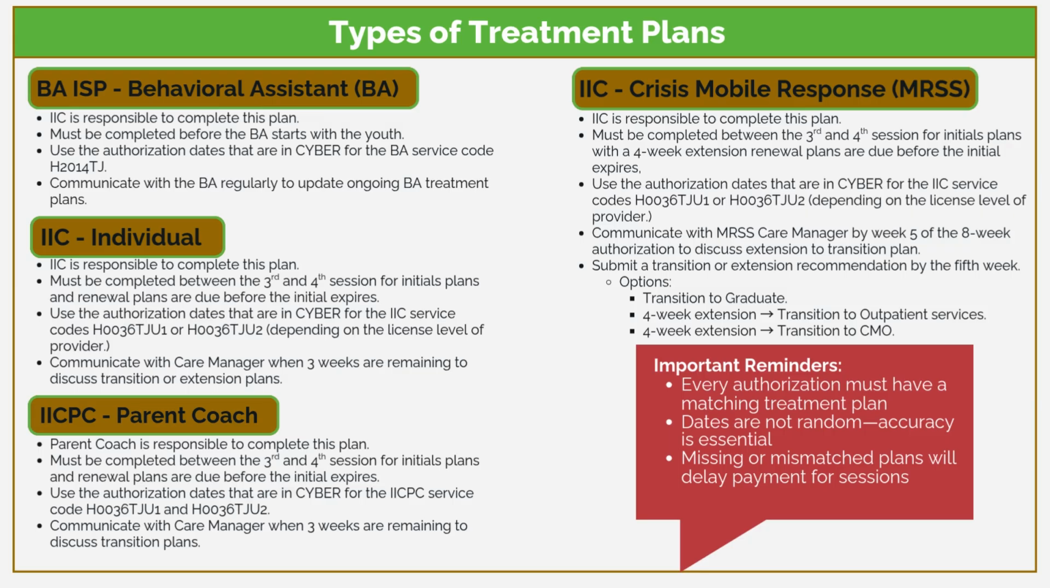Let's dive into the specific responsibilities and requirements for each type of treatment plan. First, for the Behavioral Assistant or BA plan, remember, it must be completed before the BA starts working with the youth. This is crucial to ensure services align with the authorization dates in cyber using the service code H2014TJ. Regular communication with the BA is key to keeping treatment plans updated.